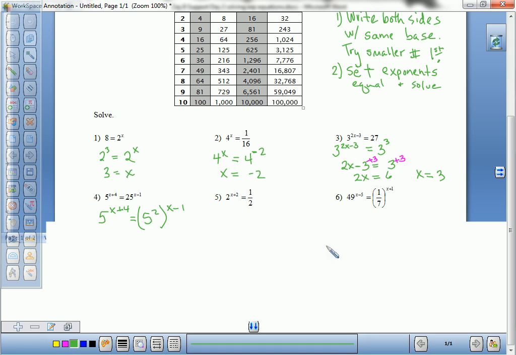Okay, so now, this time on the right side, I have a power raised to a power. What do we do with exponents when we have a power raised to a power? We multiply them. So we're going to have to distribute that too. So what we get is 5 to the 2x minus 2 is equal to 5 to the x plus 4. So now we have the same base, and we set the exponents equal, and we just solve.